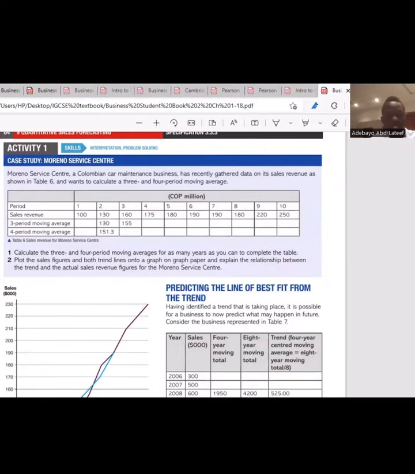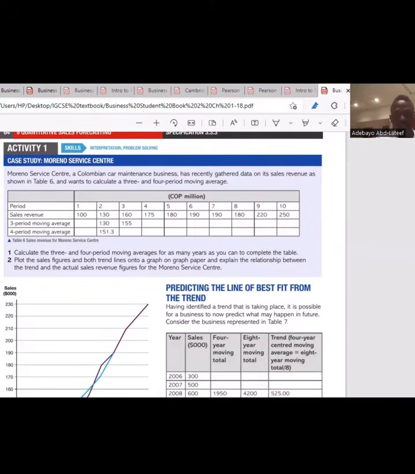So to calculate this, that's what I want to do here. So you just listen to me, please. So for the 3-year period, we have for the first 3 years, 100, 130, 160. So we add them together, 100 plus 130 plus 160 divided by 3 will be for the second year. So we have 100 plus 130. Let me use the calculator here.